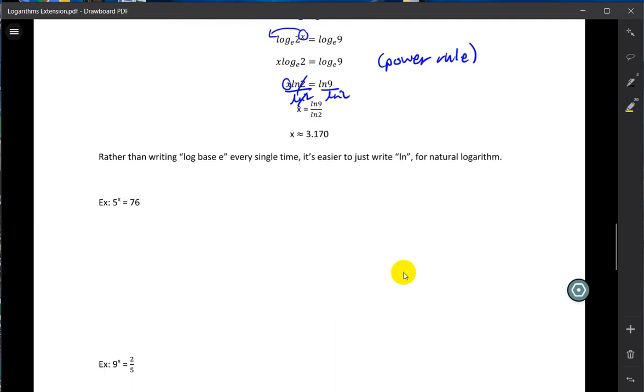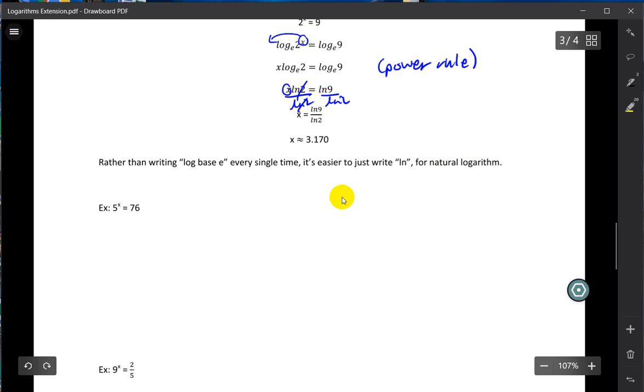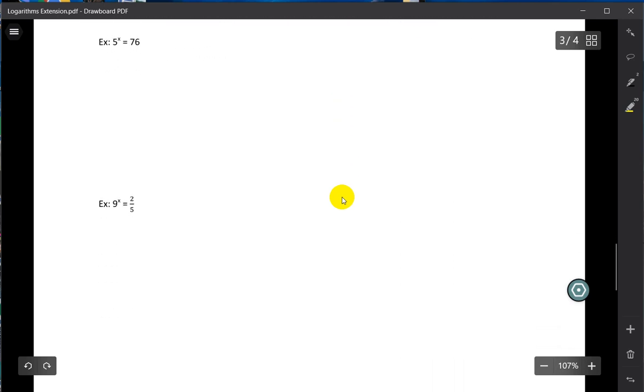Now, what mathematicians like to do, rather than writing log base e every single time because that can get kind of redundant, is just write ln, which stands for natural logarithm. Let's take this particular example: 5 raised to the x equals 76. For this problem, we can rewrite both sides with a natural logarithm. So ln of 5 raised to x equals ln of 76.